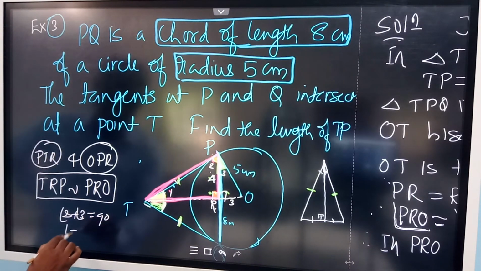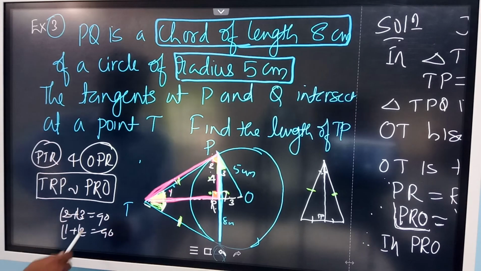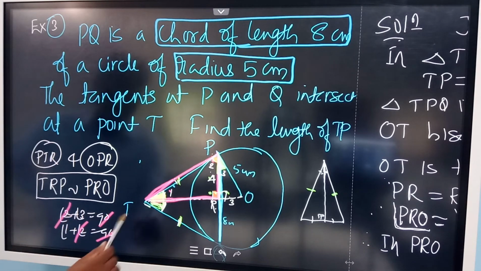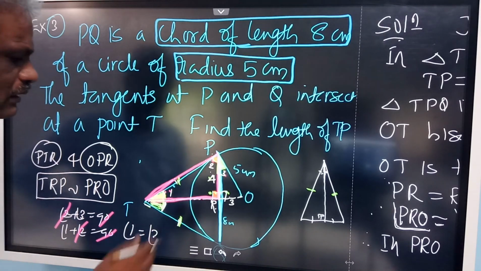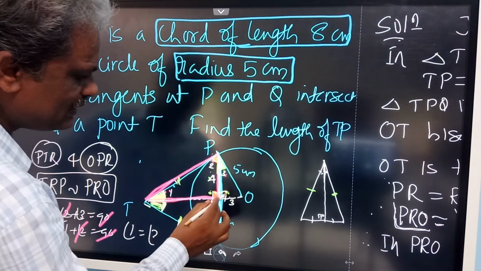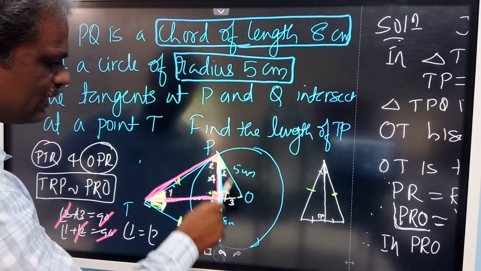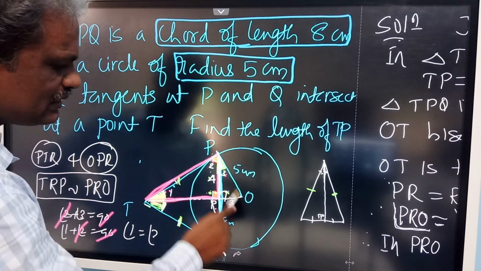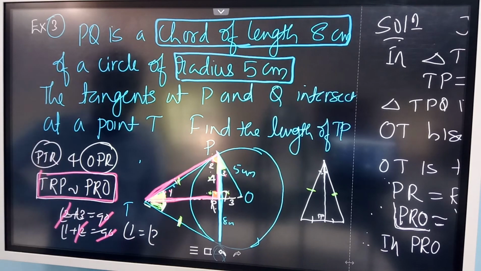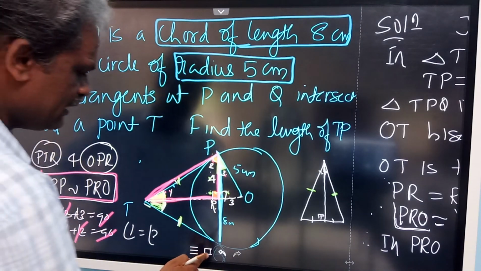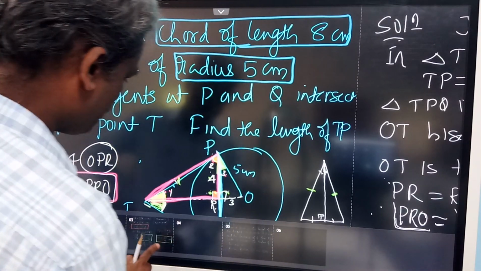Angle 1 plus 2 is also 90 degree. Now 2 and 2 cancel, 90 and 90 cancel. What is left out? 1 is equal to 3. So this angle is equal to angle 3 and this is 90 degree, which means these two triangles are similar. That's what I wrote here: TRP is similar to PRO. Once you write they are similar, you apply that corresponding sides are proportional.